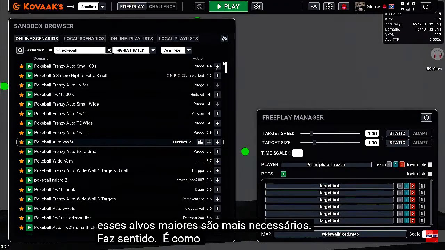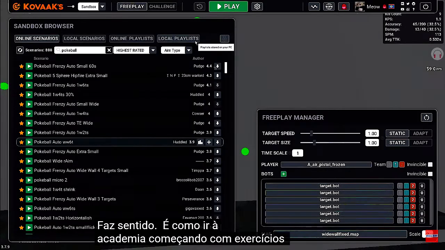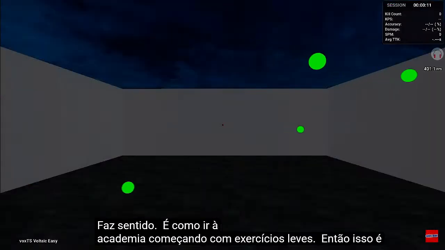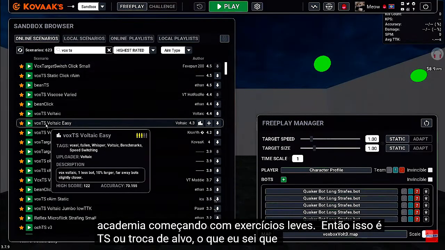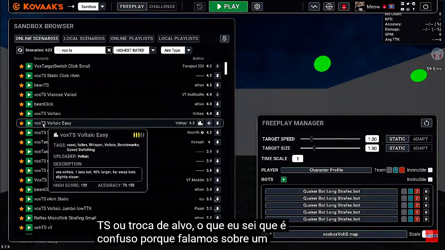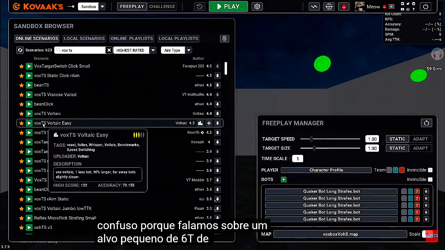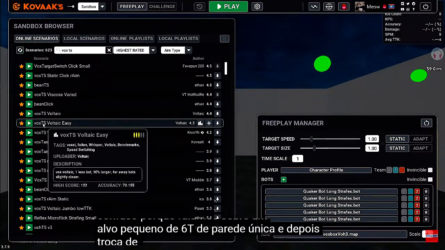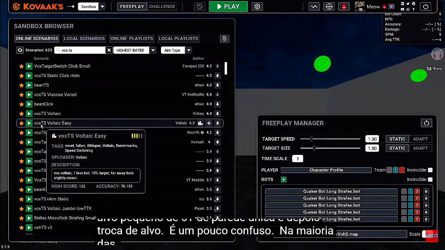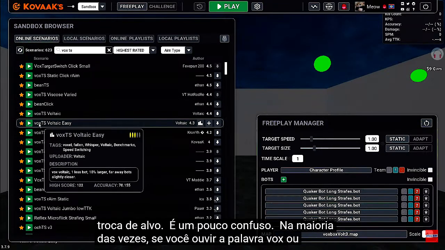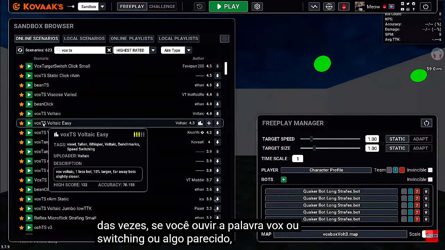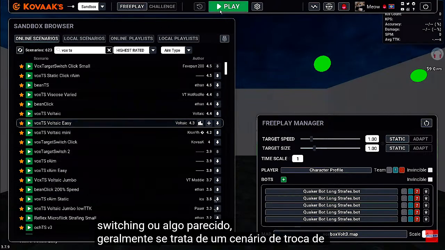Makes sense. It's sort of like going to the gym, starting off light. So this is TS, or target switching, which I know is confusing because we talked about one wall 6 TS, target small, and then target switching. It's a little confusing. Most of the time, if you hear the word Vox or switching or anything similar to that, it is usually a target switching scenario.